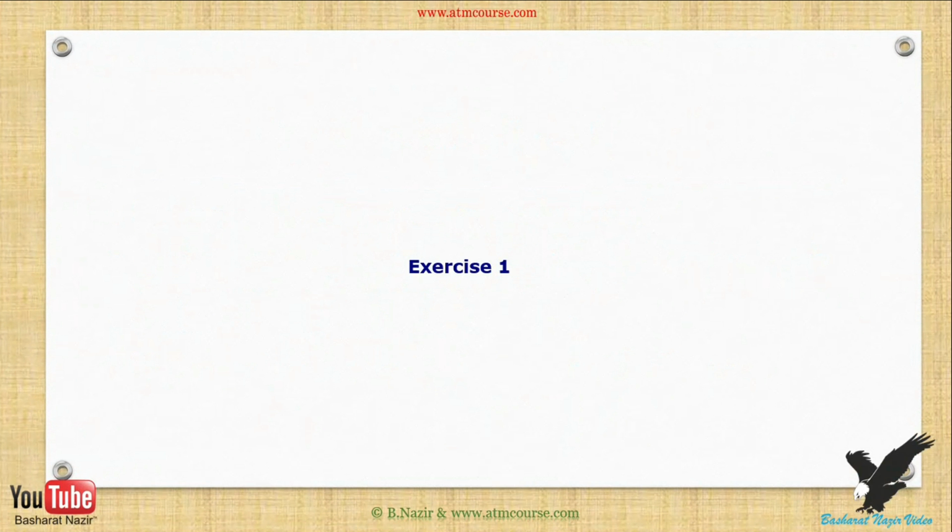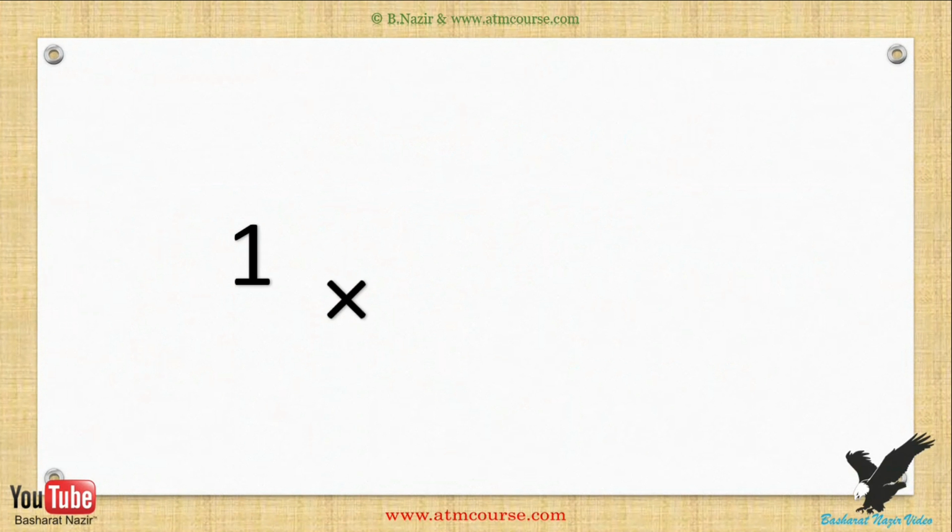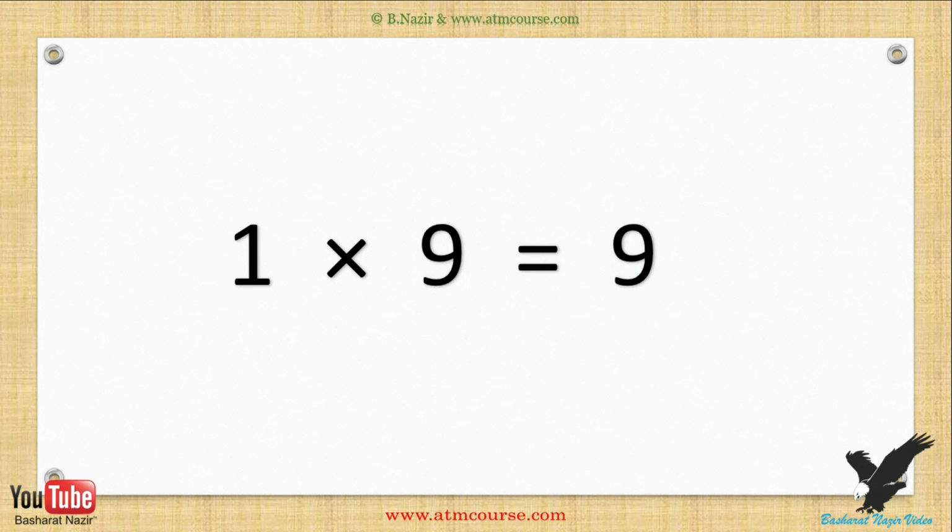Exercise 1. 1 times 9 equals. What is the answer? 9. 2 times 9 equals. What is the answer? 18.